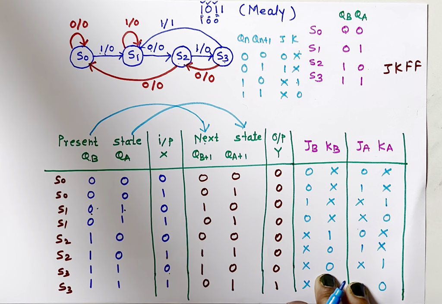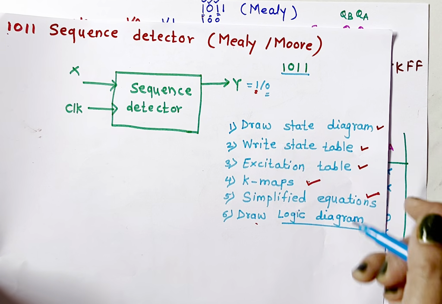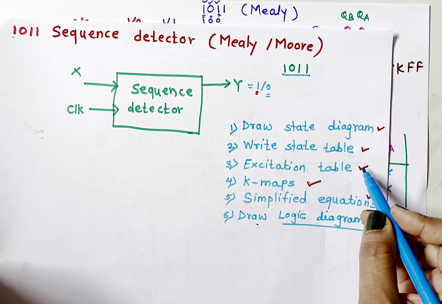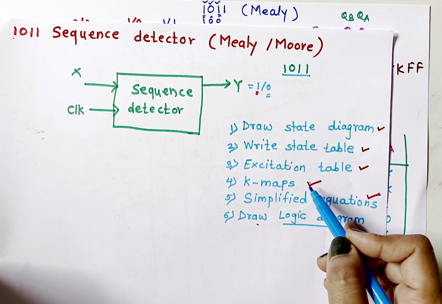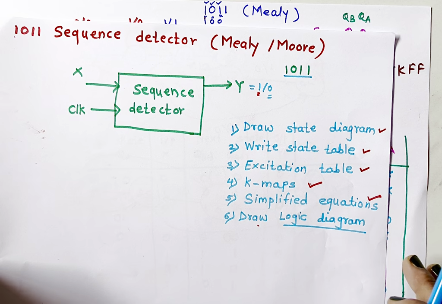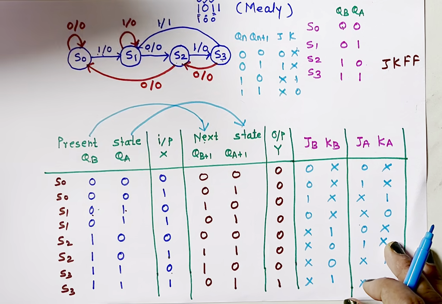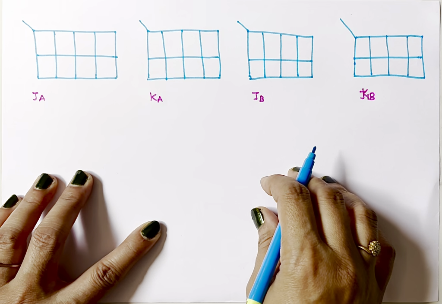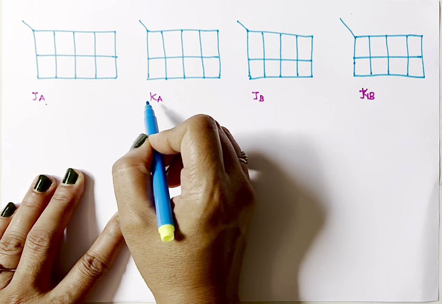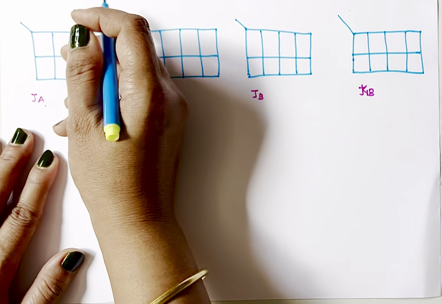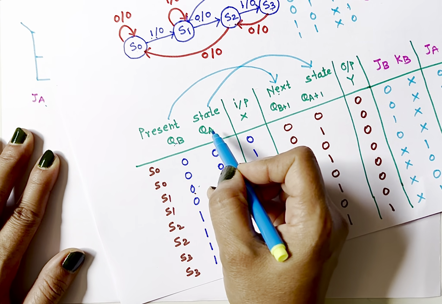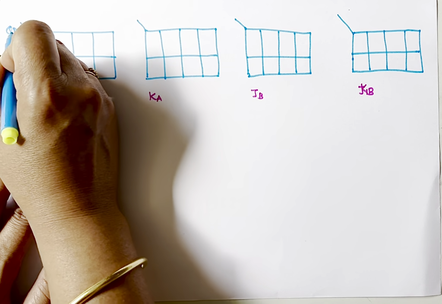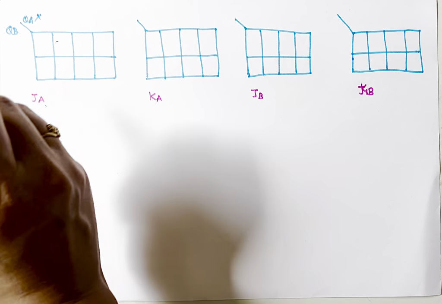Next step is, so see, our state diagram is ready, state table is ready. By using excitation table, we have created our truth table. Next is by using K-maps, we'll find simplified equations. 4 K-maps for 4 inputs, JA, KA, JB, KB. And what we have at input side, we have QB, QA and X. So MSB here, QB, QA and X.